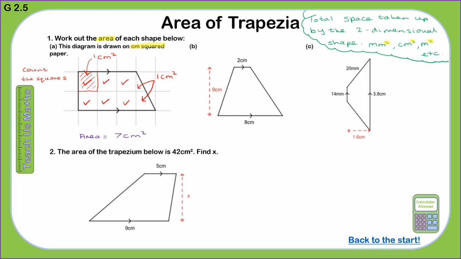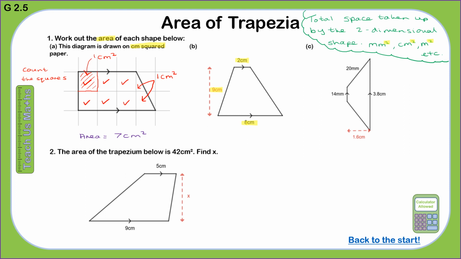We are told that the measurements of the trapezium are 2 centimetres long for one of the parallel sides, 8 centimetres long for the other parallel side, and a perpendicular height, so a height that is perpendicular or at right angles to the base, of 9 centimetres. When a shape is not drawn to scale, you must use the measurements provided. So how do we work out the area of a trapezium like this?